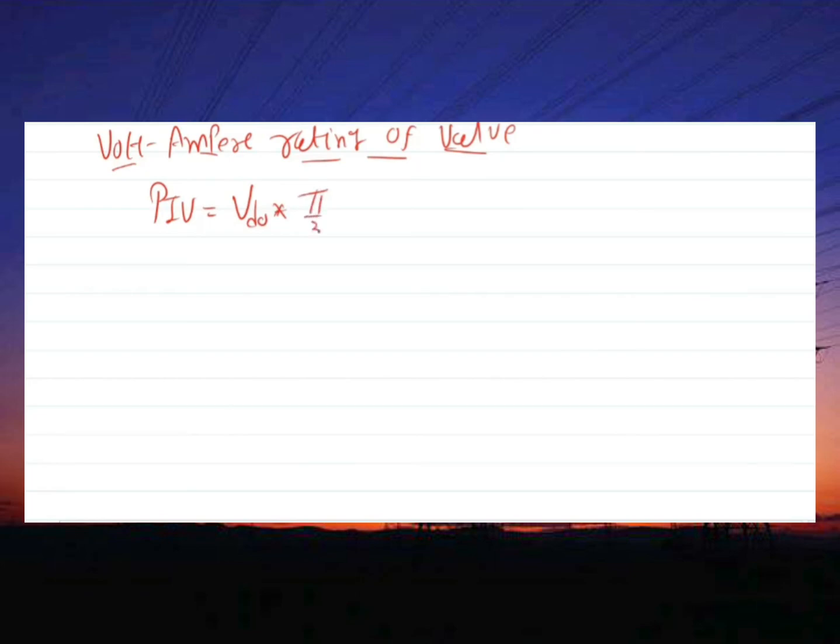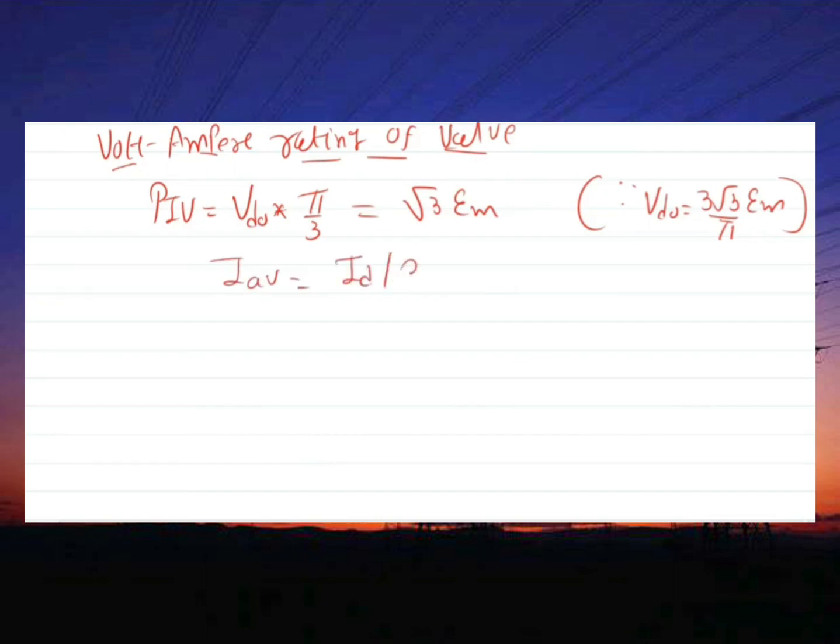This is already derived, because as we know the peak inverse voltage is also root 3 Em. We know that VDO is equal to 3 root 3 Em upon pi. So root 3 Em is pi by 3 VDO. So the peak inverse voltage is pi by 3 VDO and the average current is Id by 3.